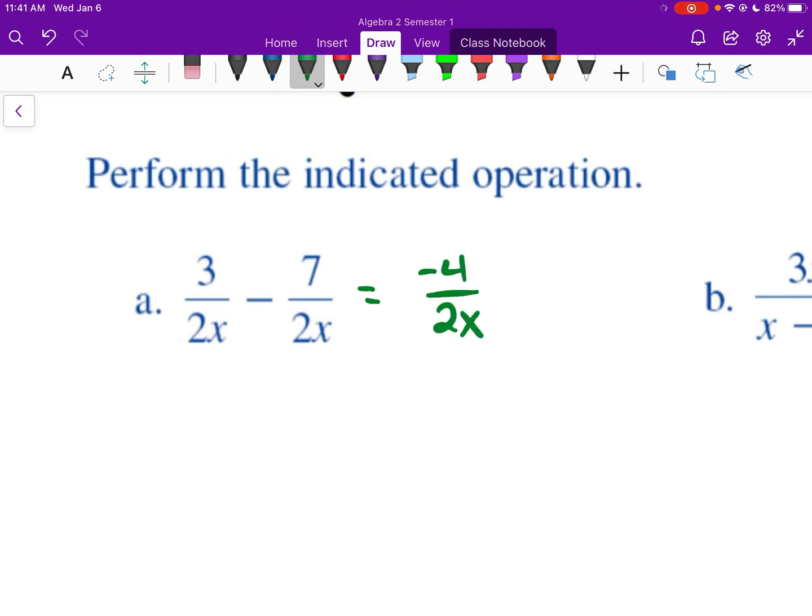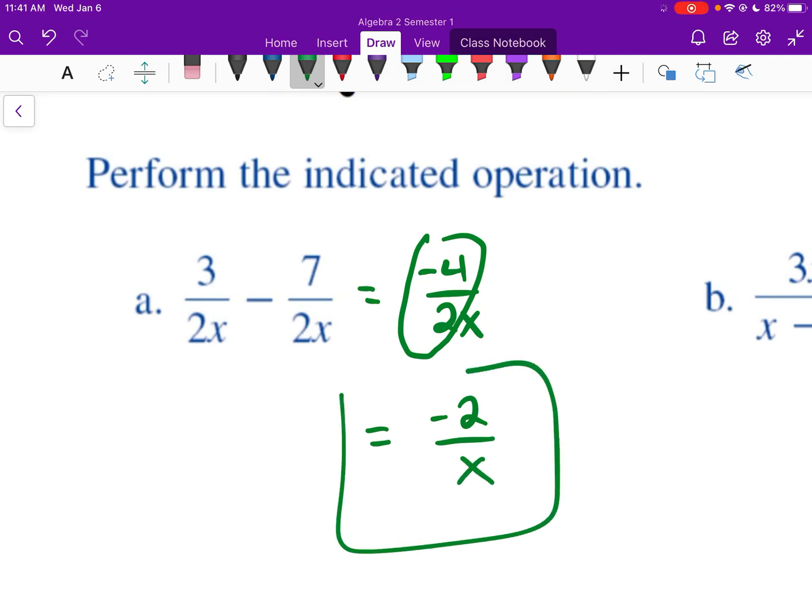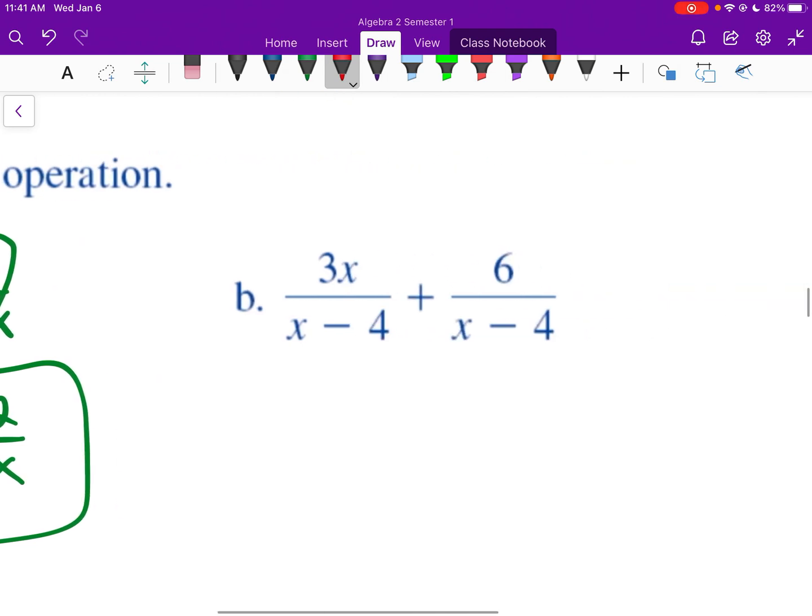Now, a lot of people like to stop there. We always have to check to see if we can simplify. 2x is in terms of multiplying. That's saying 2 times x. So now, since I have that -4 over 2, I need to check to see if that simplifies, which it does, which is -2. So that would simplify to -2 over 1x. So our answer in this case is -2 over x.